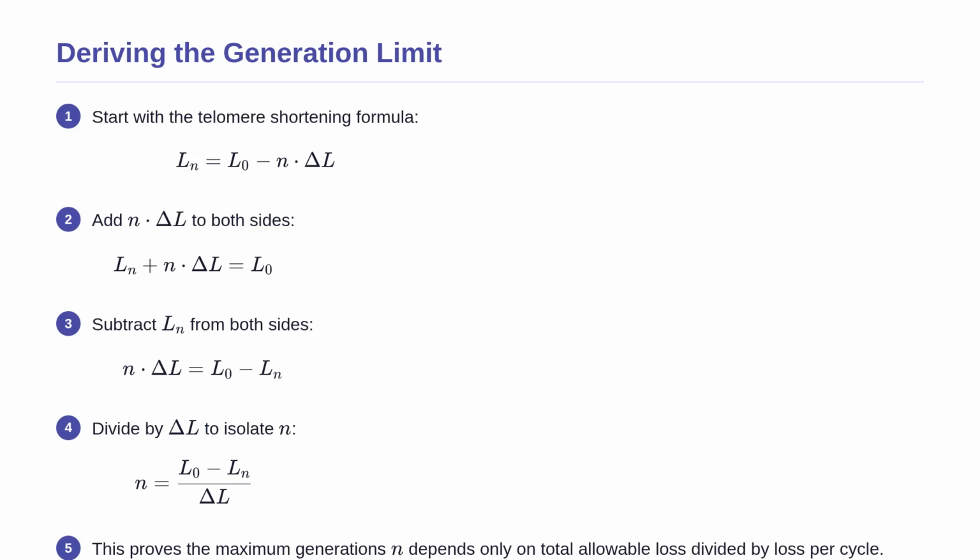Next, we subtract the final length, L subscript n, from both sides. The numerator now represents the total budget of DNA the cell is allowed to lose. Finally, we divide by delta L. This proves that the maximum number of divisions is simply the total allowable DNA loss divided by the loss per single cycle. This elegant derivation connects simple algebra directly to cellular mortality.